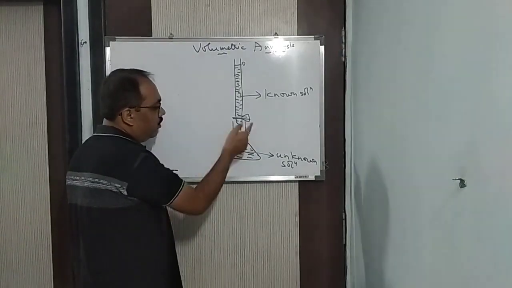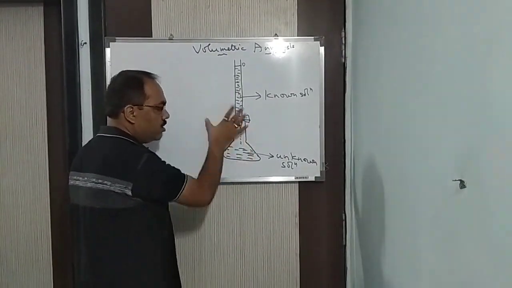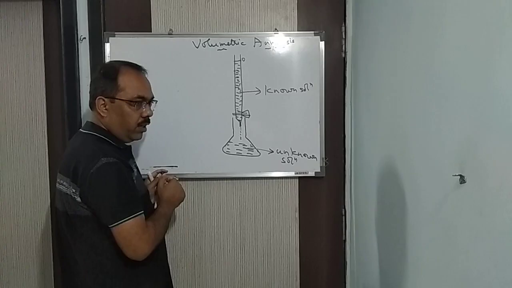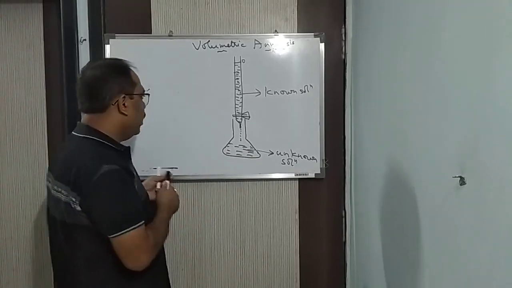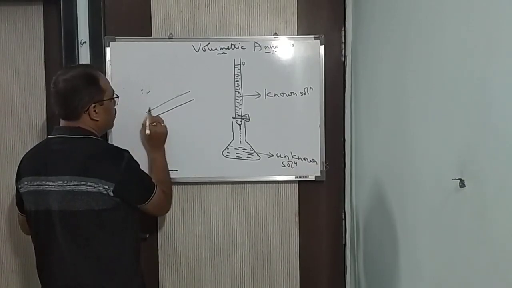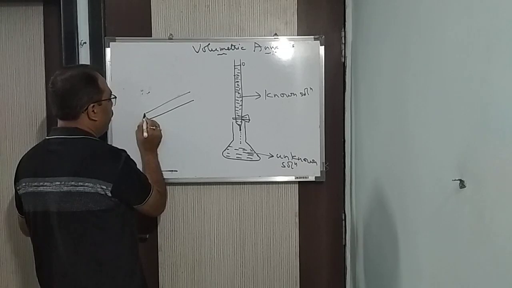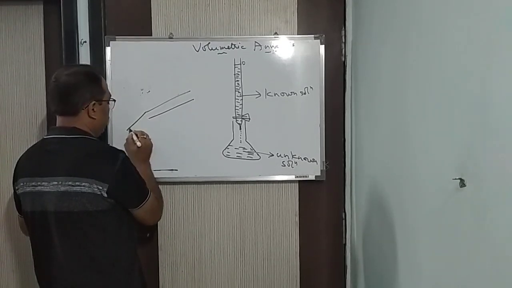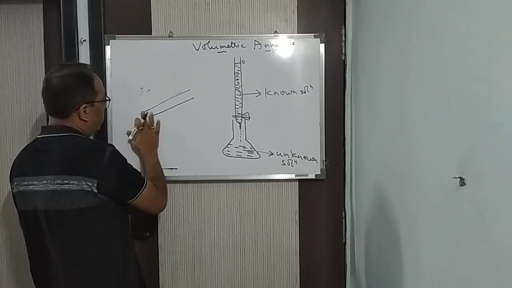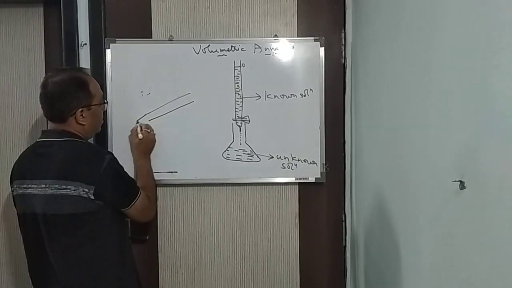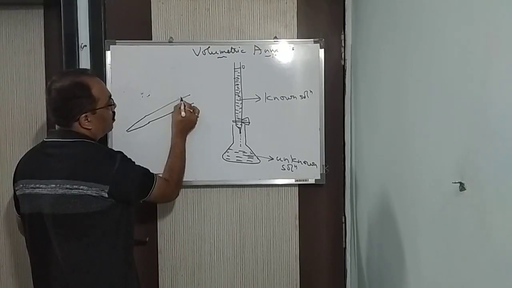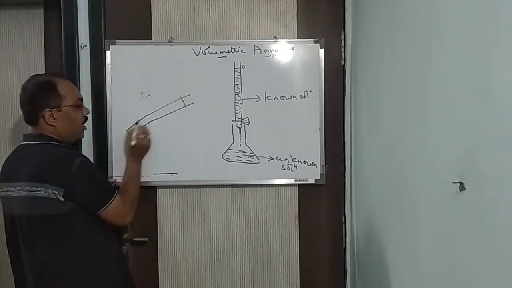Now, before titration, I will tell you the process. How do we take the unknown solution into the titration flask? We have another apparatus, known as a pipette. It has this sort of long mouth, and a marking is present here. Up to this marking we have to suck the liquid.